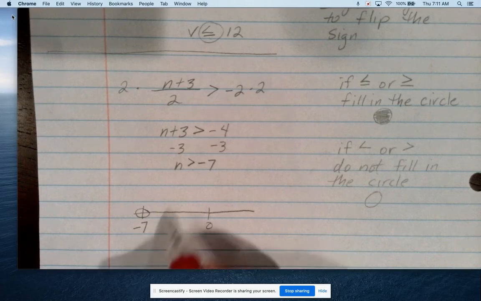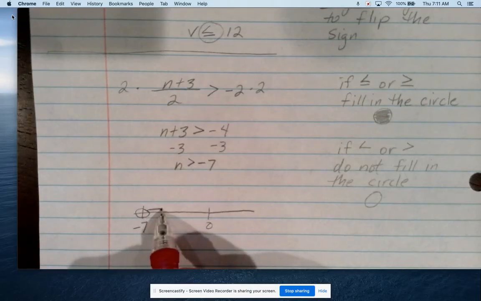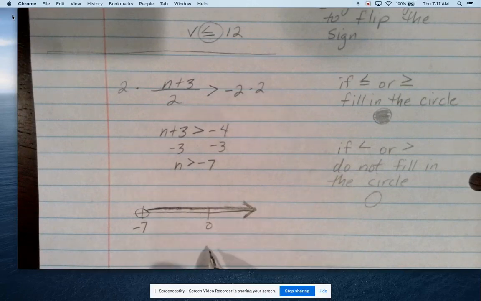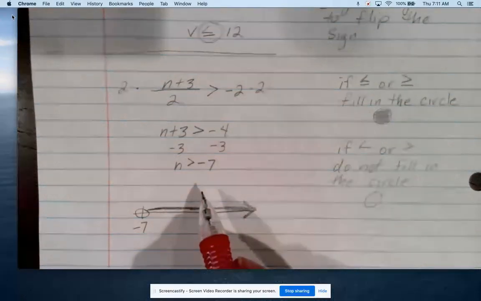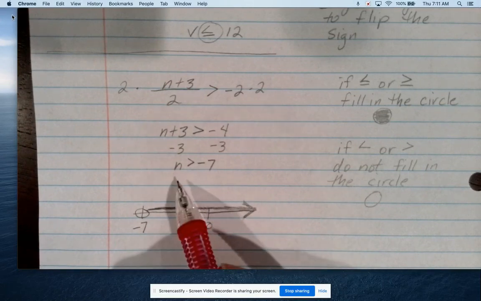But n can be anything greater than -7. So I'm going to shade in anything greater than -7 because n could be -5. That would be greater than -7. N could be 12 because that would be greater than -7.